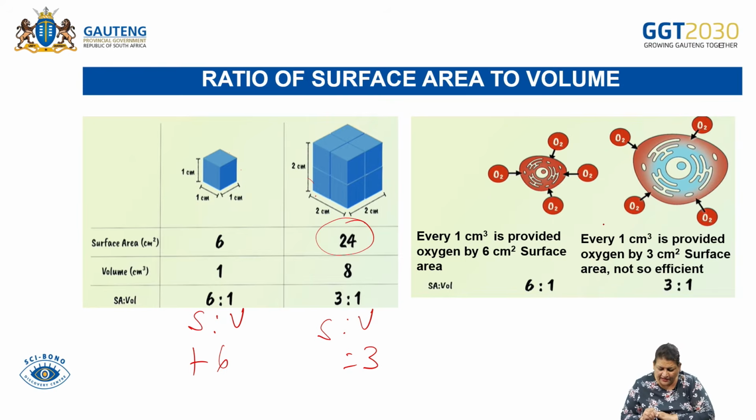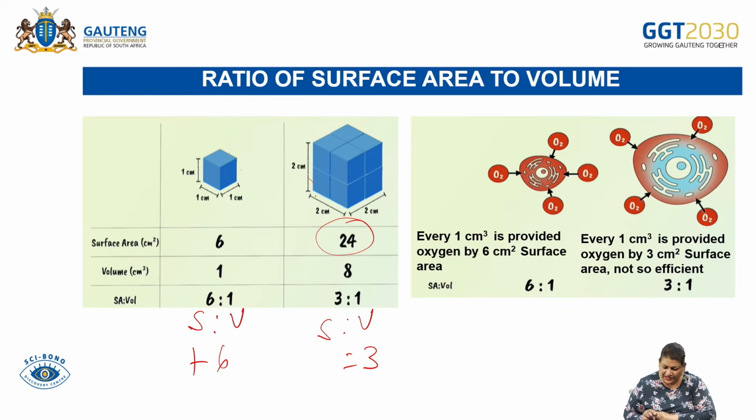And here again, they're showing you all the cells. This is quite a small cell, so oxygen is going to diffuse from all sides because the surface is greater. And here the cell is bigger, so there's not going to be enough oxygen for such a big cell. So you need a special respiratory system.